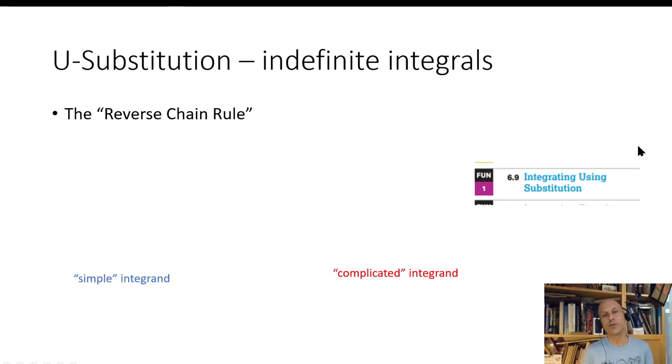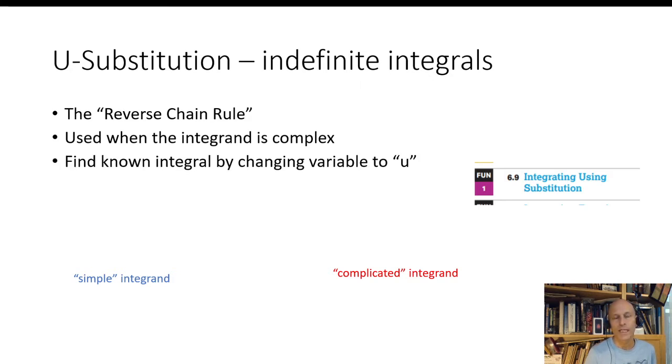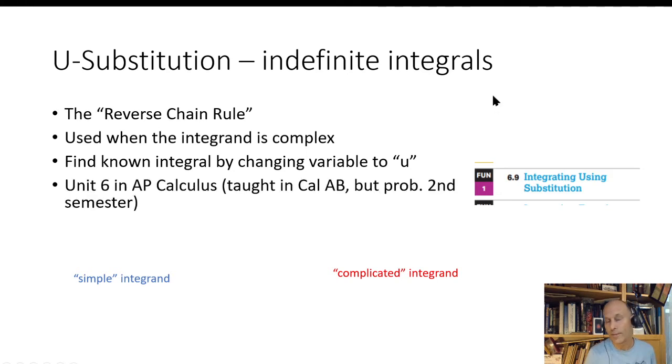U-substitution is often called the reverse chain rule. It's sort of like undoing the chain rule in a sense. We use it when the integrand is complicated and we can't see immediately how to integrate. So the technique is to find a known integral by simplifying what we have and changing our variable to u and looking at it with respect to du. If you don't know what that means, I'll show you in a moment.